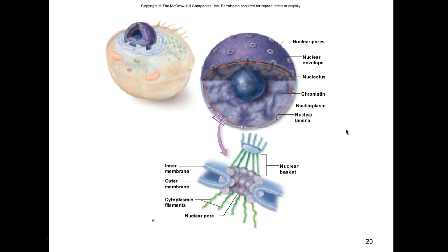So if you look, here is the typical structure of the nuclear region. Here is the nucleus. You have the chromatin. You also have this outer and inner membrane double bilayer here that will make up the nuclear envelope. And then the nuclear pore has these cytoplasmic filaments, and on the inside you have this nuclear basket.